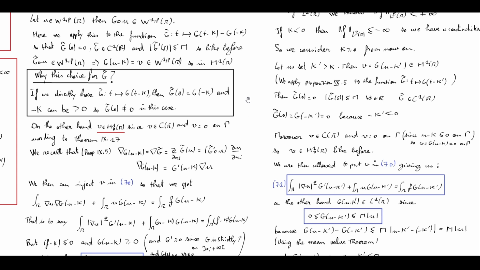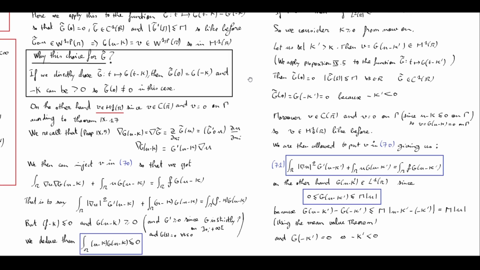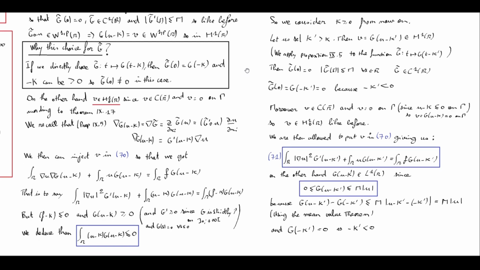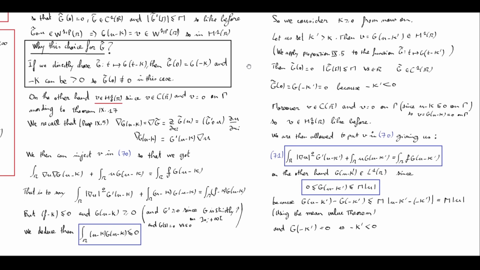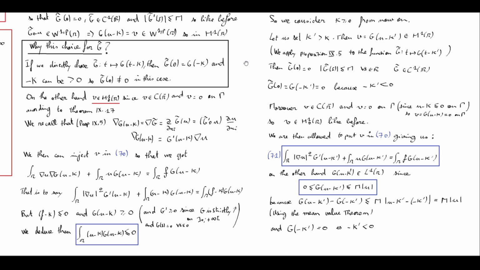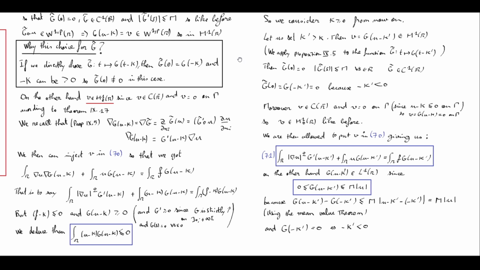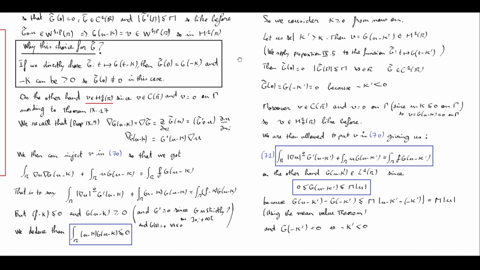On the other hand, v is in H1 0 of omega, since v is continuous on omega bar and v equals 0 on gamma, according to theorem 9.17. We recall that from proposition 9.5, the gradient of g of u minus k is equal to g prime of u minus k times the gradient of u. We then can inject v in 70, because v is in H1 0 of omega, so that we get the following equality.